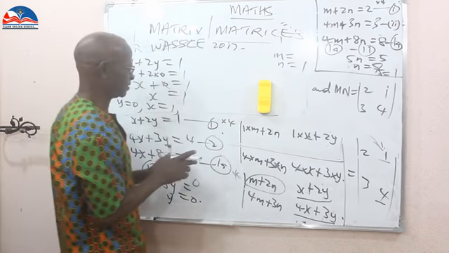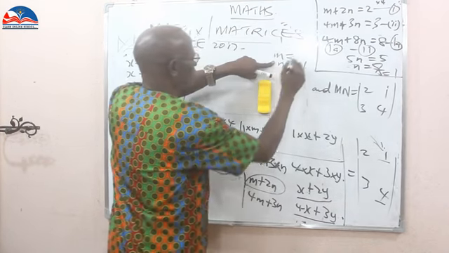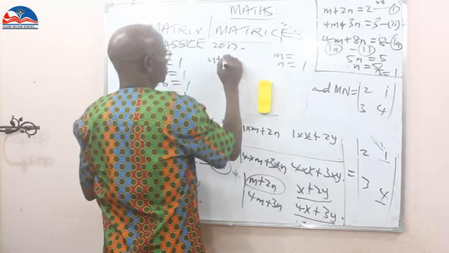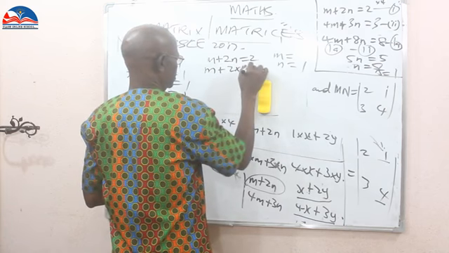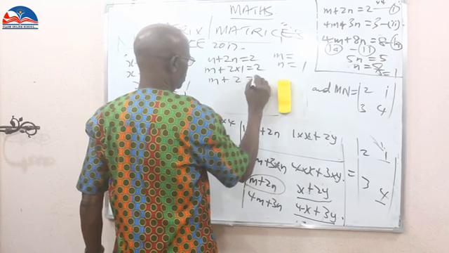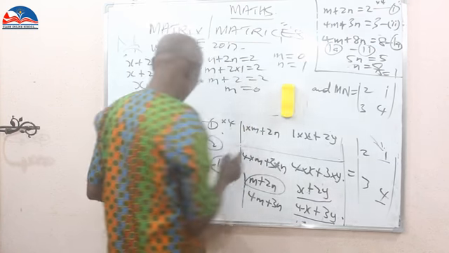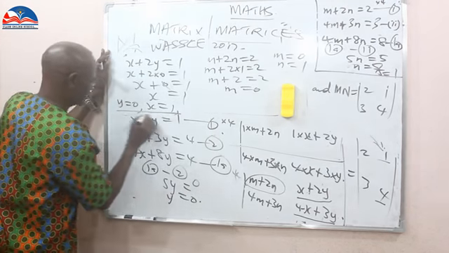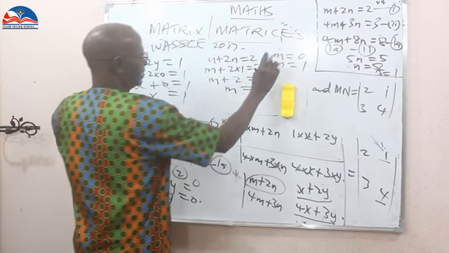Then I forgot what I got first for m here. Let me get m. When I got n is 1, m plus 2n equals 2, so m plus 2 times 1 equals 2, and m plus 2 equals 2. m equals 0. So m equals 0, n equals 1. I've gotten the whole thing now: x is 1, y is 0, and I also got m is 0, n is 1.